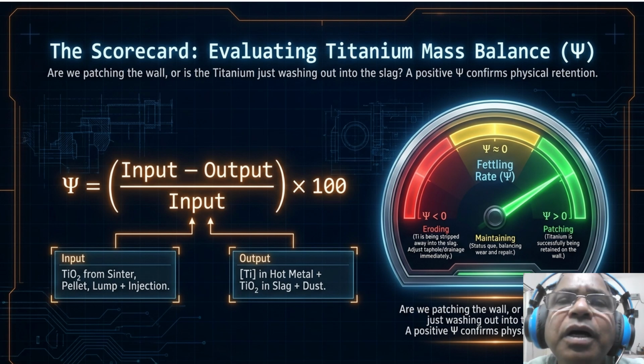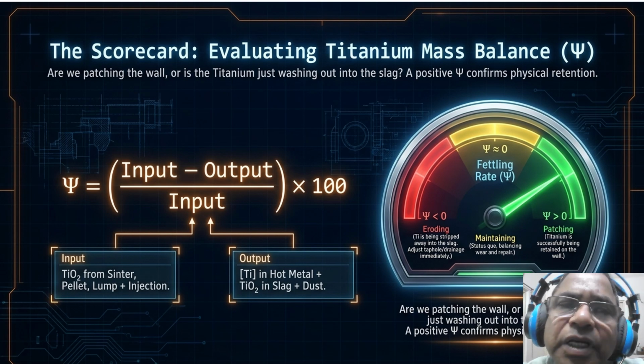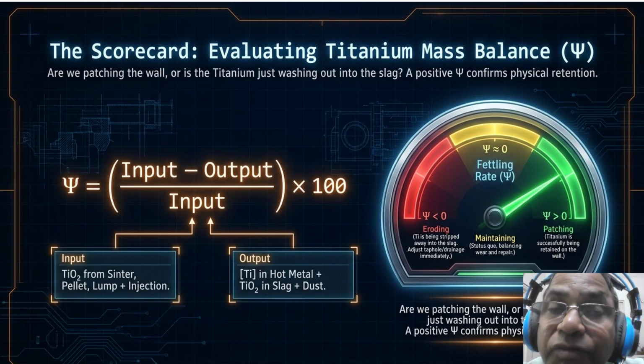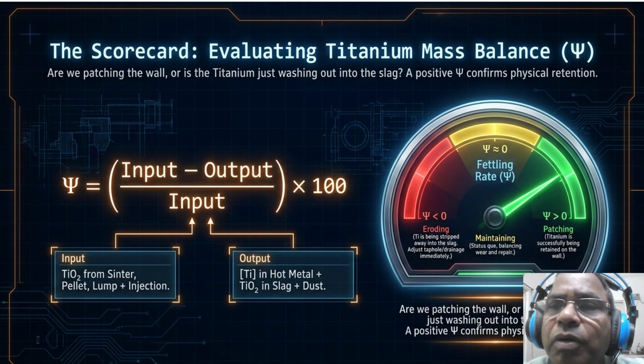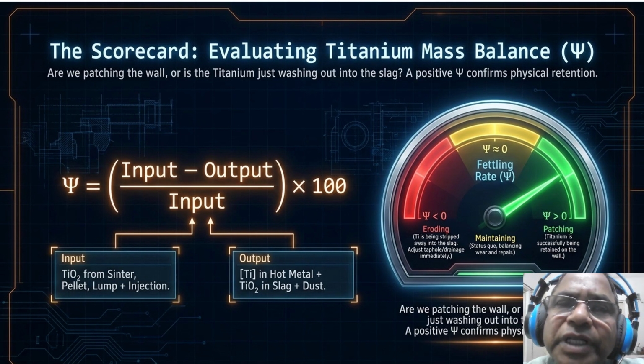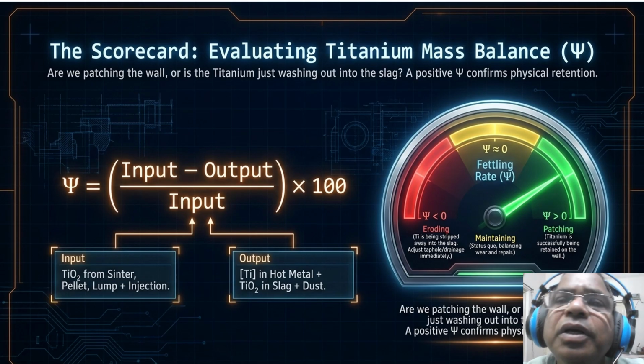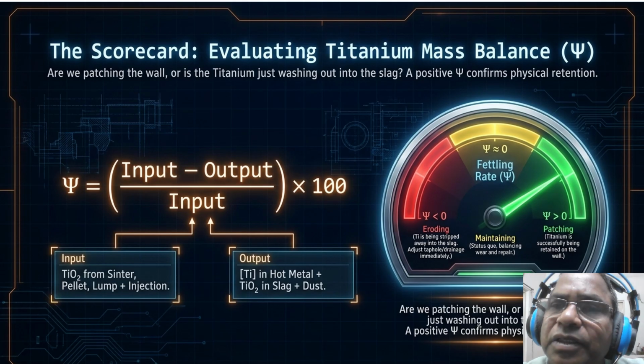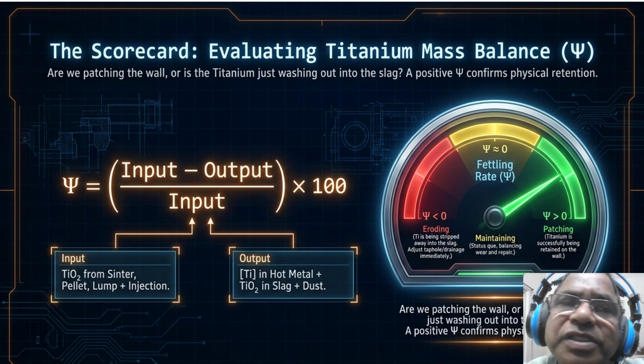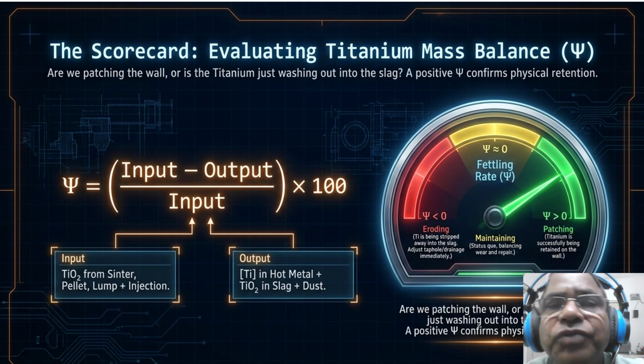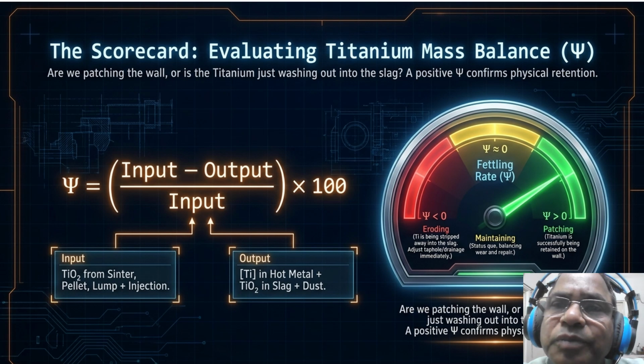Look at the green zone, where it is greater than 0. This is patching. Titanium is successfully being retained on the wall. And if it is negative, as seen in the red zone, you are eroding. So you must adjust your taphole length or drainage immediately. This scorecard is your ultimate reality check. It tells you if your precision chemistry is actually building a shield or just washing money. Let's see how this math correlates with the real-world thermocouple data.